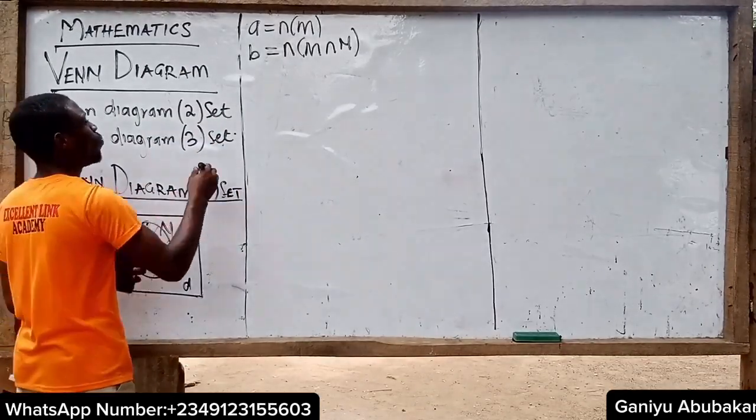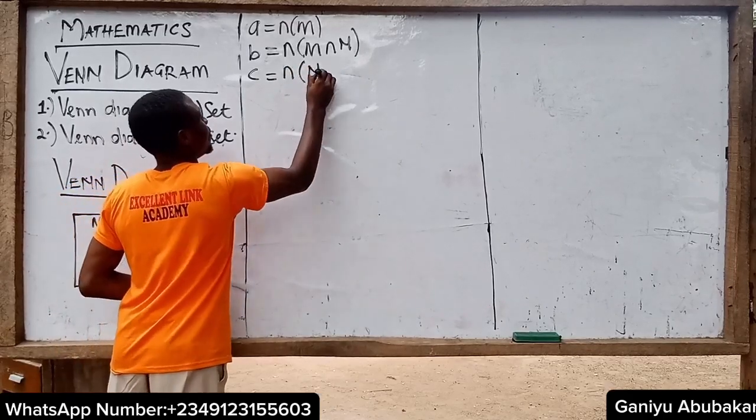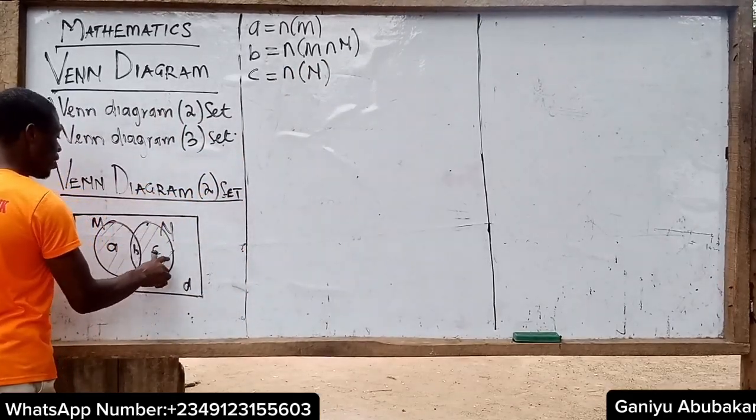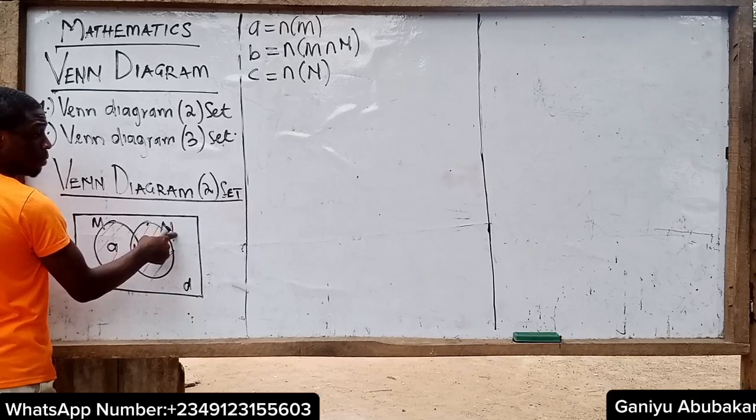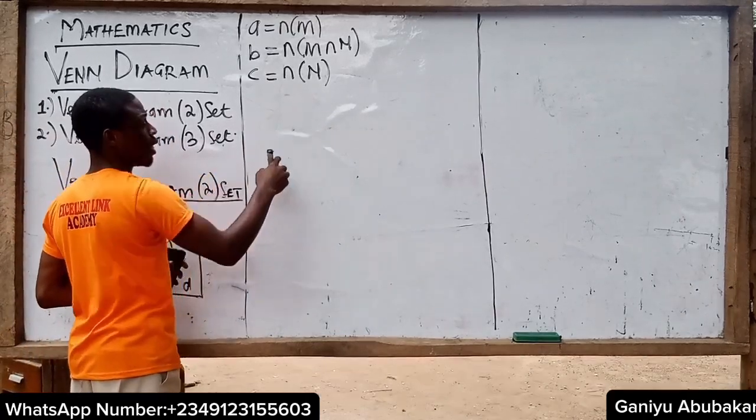For C, let's define C. What's C? C is n of N. That is, all the elements in N represent C. So C is n of N.